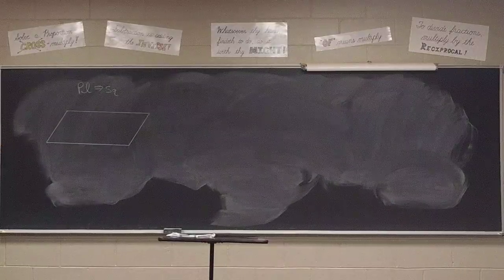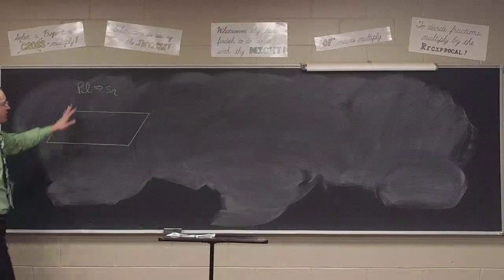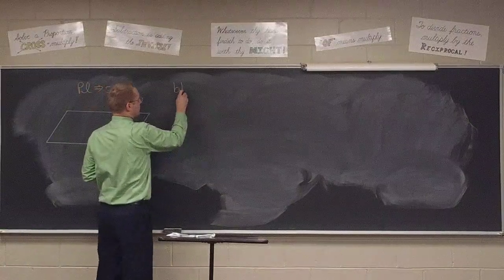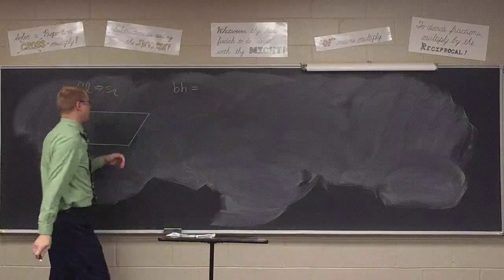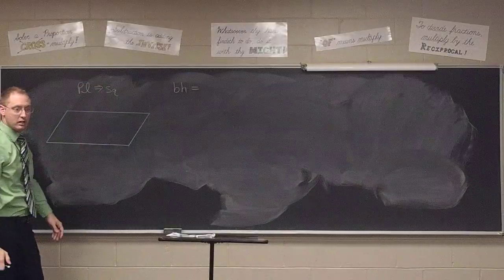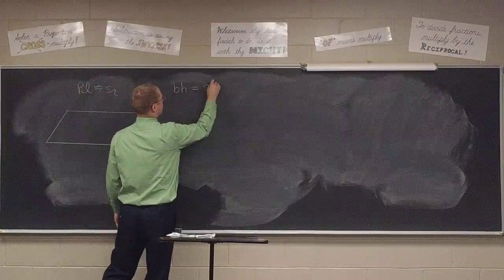Again, as seems to be the case always with this stuff, since transforming means to take the area of one and make it equal to the area of the other, we should start with our area formulas. What is the area of a parallelogram, Chris? PA equals BH. So in other words, instead of PA, I can say BH. And for the area of a square, Genesis, so I can say that BH equals S squared.